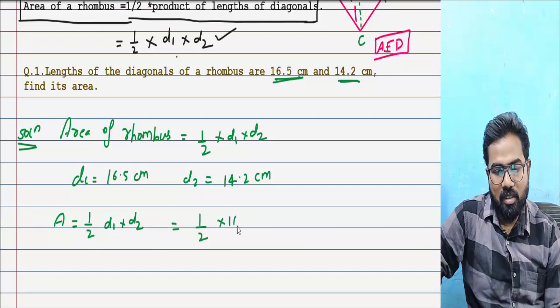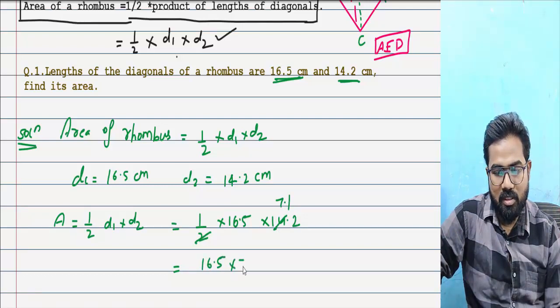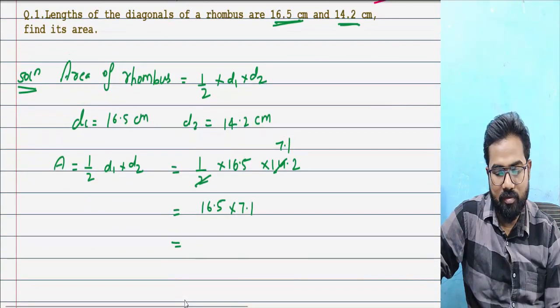So class, half into 16.5 multiplied by 14.2. Cancel them out: 7.1. 2 7s are 14, 2 1s are 2. So you are getting 16.5 multiplied by 7.1 equal to 15.